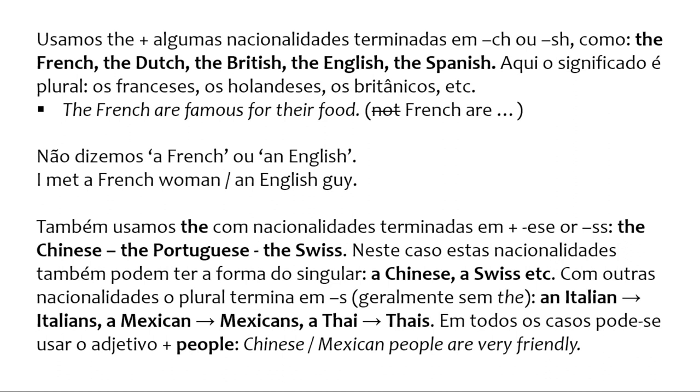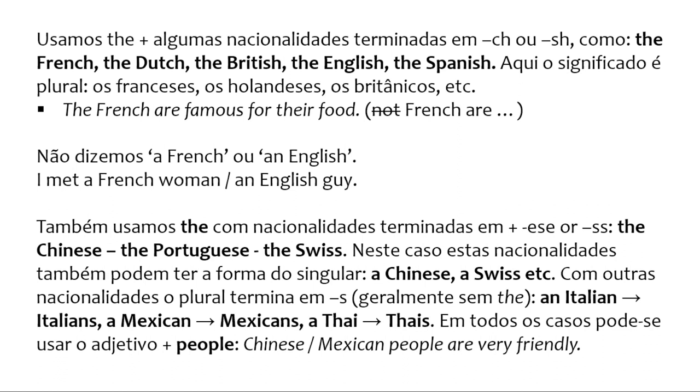E para a gente terminar, nós usamos the com algumas nacionalidades terminadas em CH ou SH, como the French, the Dutch, the British, the English, the Spanish, que significa os franceses, os holandeses, os britânicos, os ingleses, os espanhóis. The French are famous for their food. Os franceses são famosos pela sua comida e não French are. Aqui the French significa the French people. Nós não dizemos a French ou an English. A gente vai dizer I met a French woman, eu conheci uma francesa, ou I met an English guy, eu conheci um inglês.